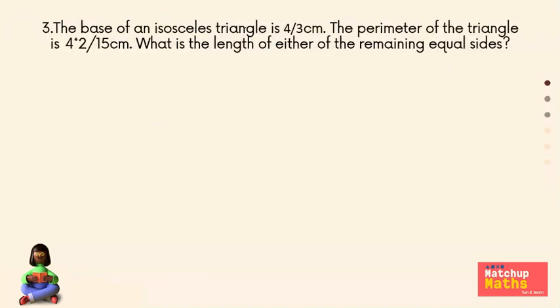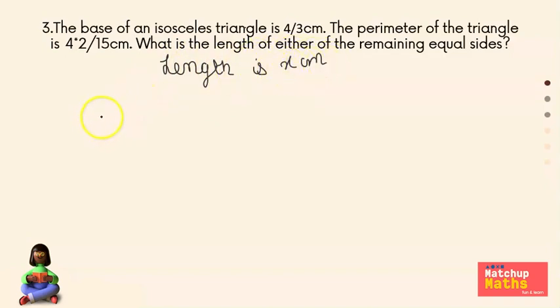The third question is, the base of an isosceles triangle is 4 by 3 centimeter. The perimeter of the triangle is 4 into 2 by 15 centimeter. What is the length of either of the remaining equal sides? See, from the question, it is clear that the triangle is isosceles, and in an isosceles triangle, the lengths of two sides are equal. So let us assume that the length of each of the equal sides is x centimeter.